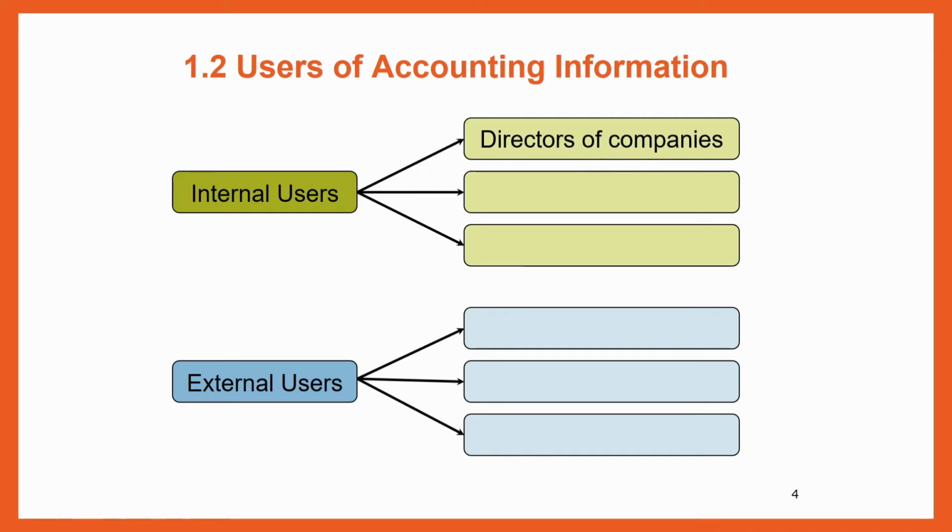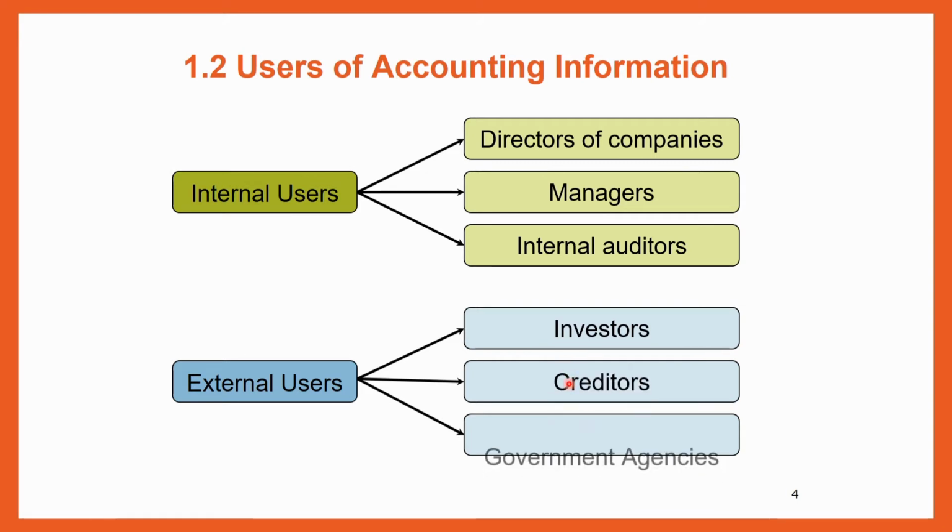So, there are two types of users for accounting information. The first one, internal users, and the second one, external users. Examples of internal users are: number 1, directors of companies; 2, managers; and 3, internal auditors. And for external users, the examples are investors, creditors, and government agencies.